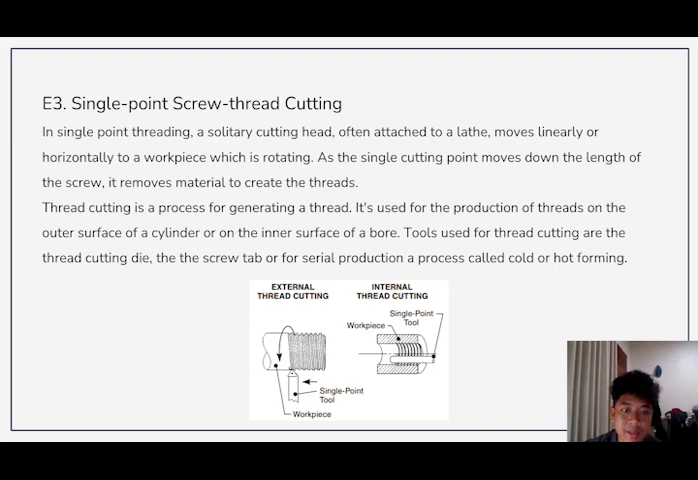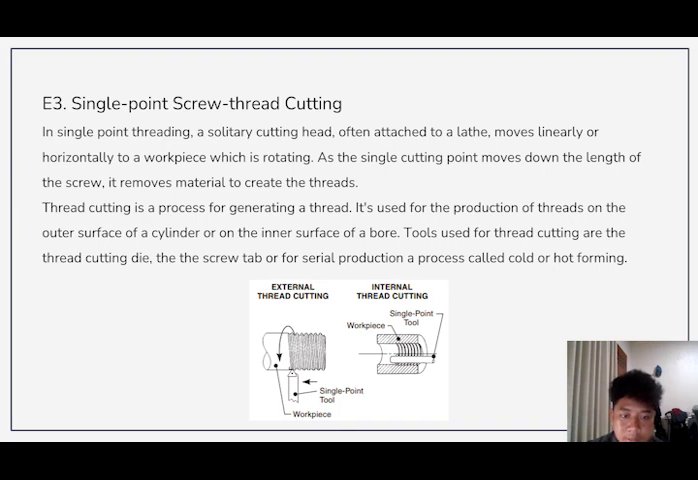Next one is single point screw thread cutting. In single point threading, a solitary cutting head, often attached to a lathe, moves linearly or horizontally to a piece which is rotating as the single cutting point moves down the length of the screw. It removes material to cut the thread.